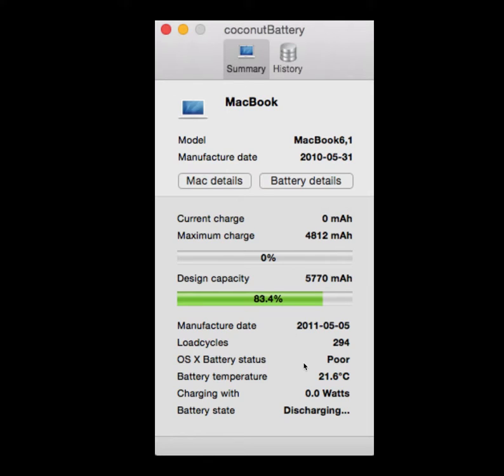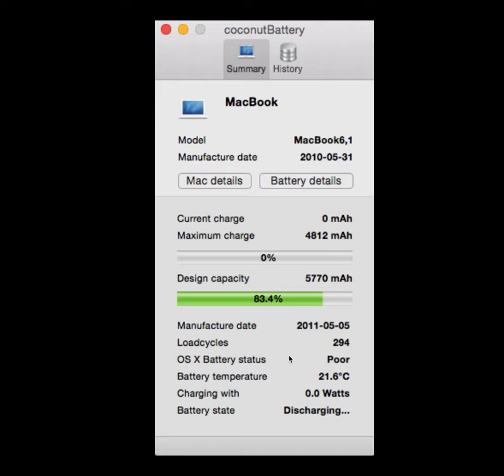Okay, this one has higher capacity, 83.4%, and good load cycles, 294. It's not charged. Sorry about that. A lot of these batteries are just in a pile sitting there, so a lot of them are not going to have much of a charge. But it says status poor, discharging. I don't know whether it's connected or not.